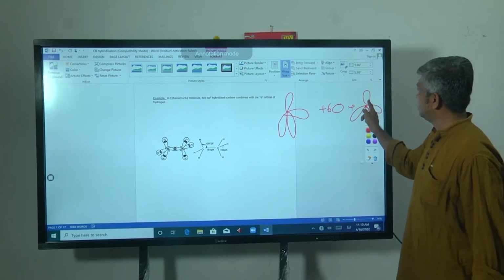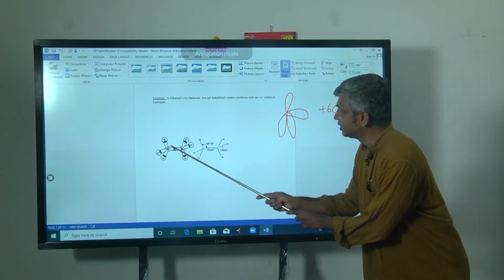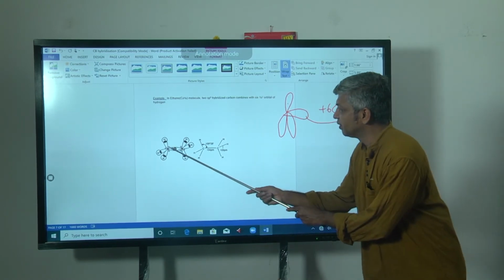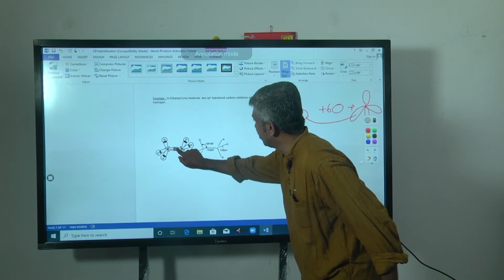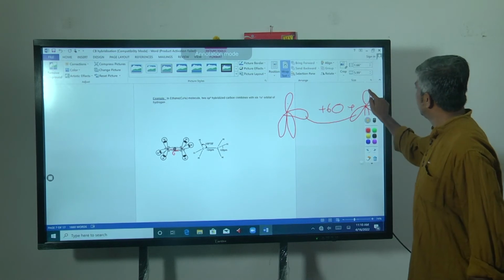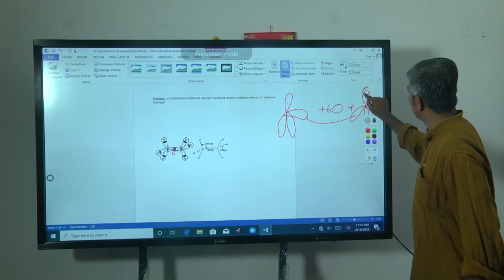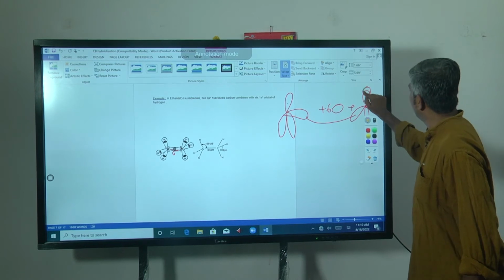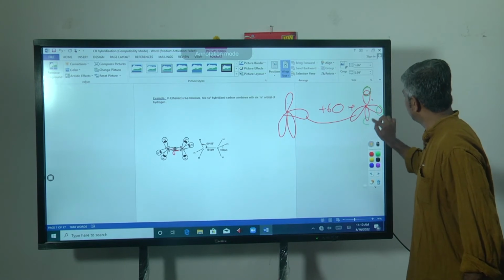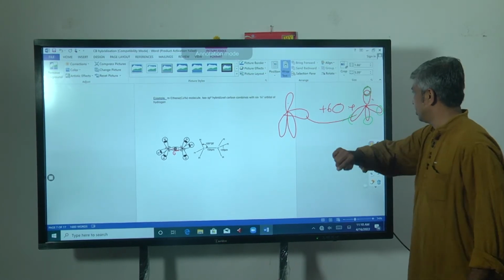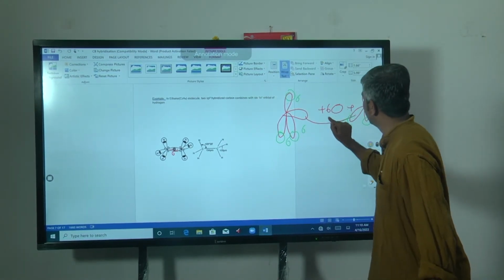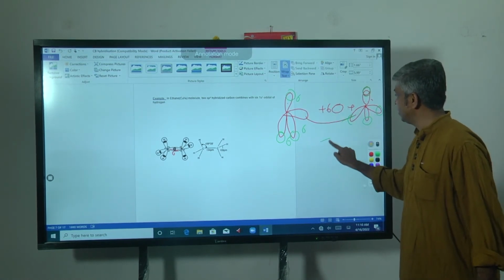When these two are combined, see here, this is overlapping with this. That is given over here, and this is your beautiful sigma bond. Next, here one hydrogen, here also one hydrogen, here also one hydrogen, and on the other carbon again one hydrogen each. These are all sigma bonds, and this is also a sigma bond. So you have 3 plus 3 plus 1, 7 sigma bonds.